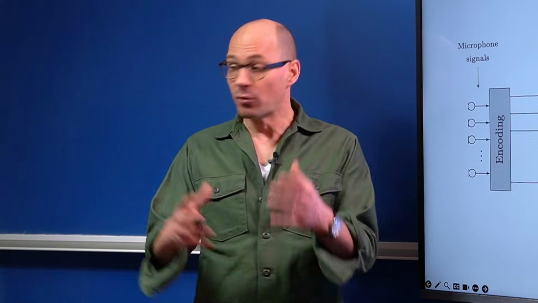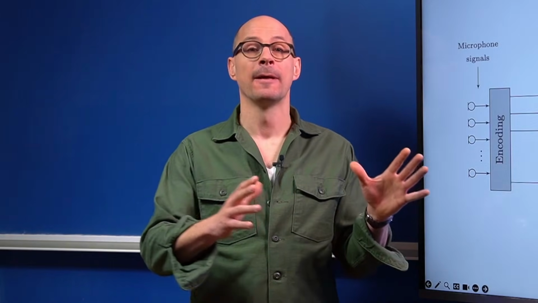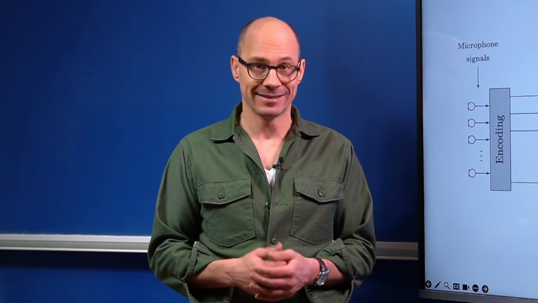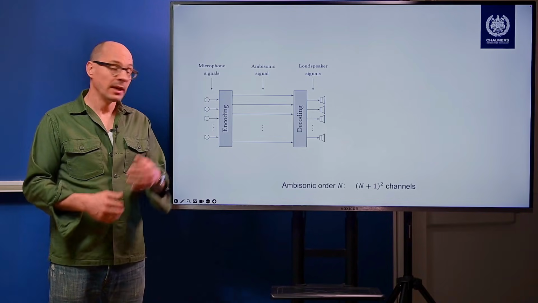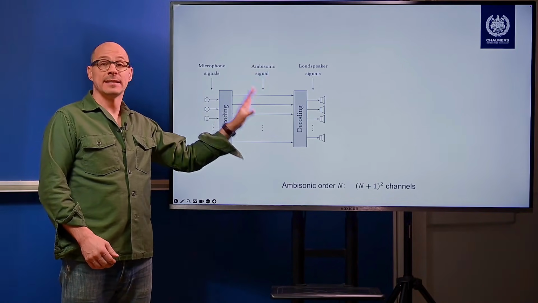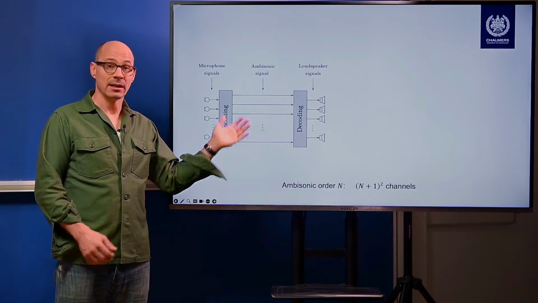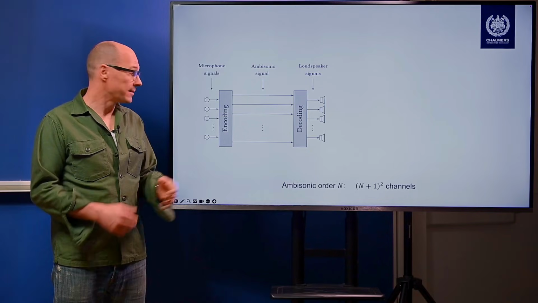Well, my take on this is that Ambisonics is a family of methods for spatial audio capture, storage, and reproduction that all build on a specific type of multi-channel audio signal termed an ambisonic signal. Here is a graphical representation of this. At the heart of it is this ambisonic signal, and I will explain in the next video in great detail what an ambisonic signal is.